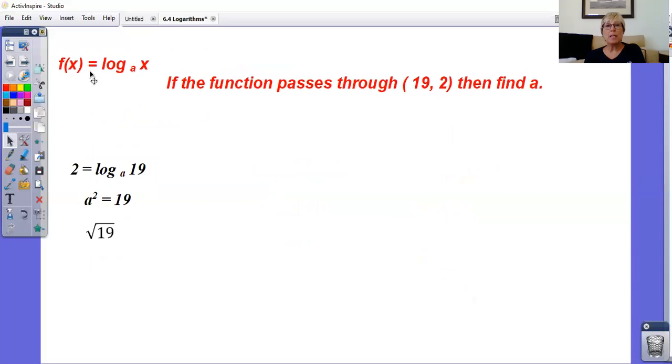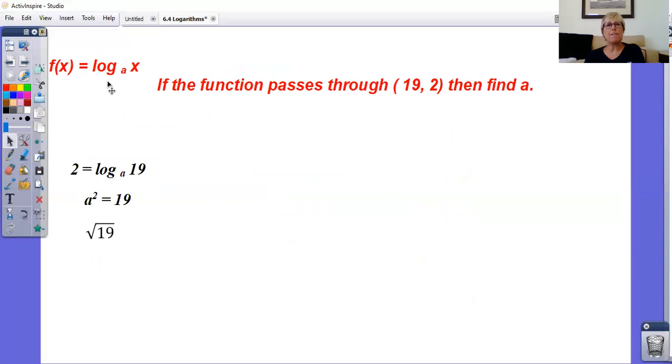Now in my Labs Plus problem, you have f of x equals log base a of x. And they tell you the function passes through the point (19, 2). So you have to find a. Pretty easy. You just substitute 19 in for x and 2 in for y. So that gives me this equation. And then I don't want to solve it in log form. I'm going to say base to the exponent equals the argument.